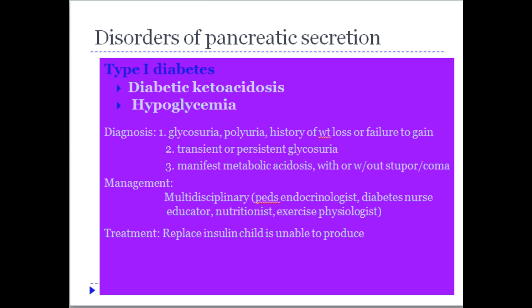They may have a transient or persistent glycosuria, and then even get into some metabolic acidosis with or without stupor or coma, depending on how high their blood sugar is. The reason they go into metabolic acidosis is because their kidneys cannot get rid of the acid. So with that, you're going to have a low pH, which is going to be lower than 7.4.